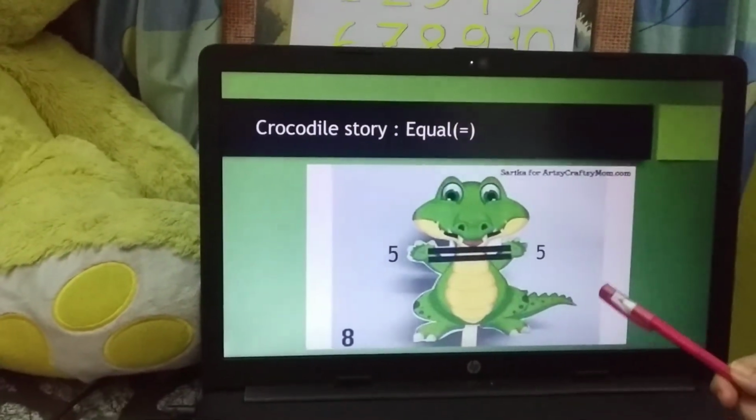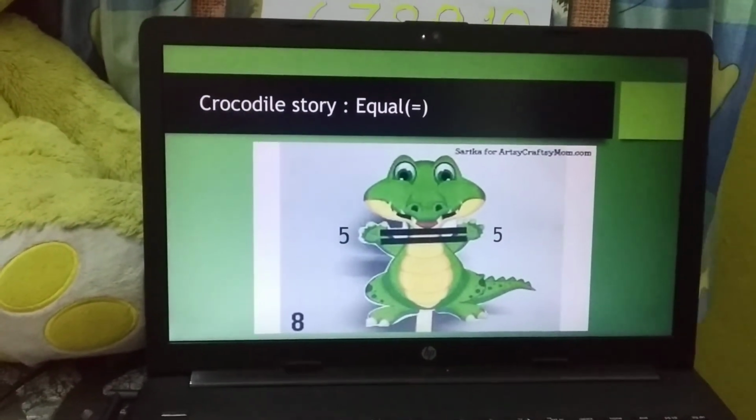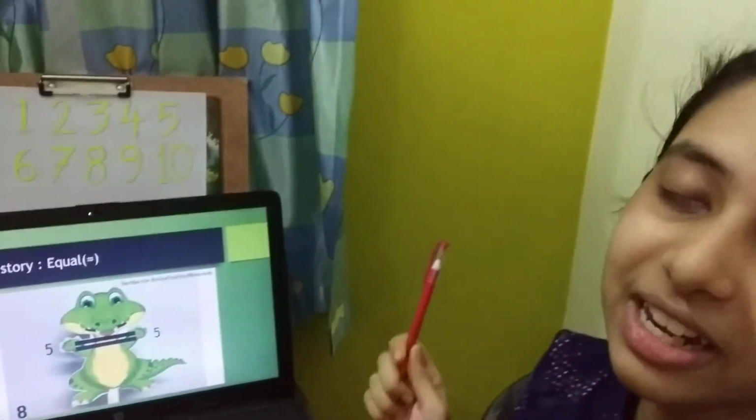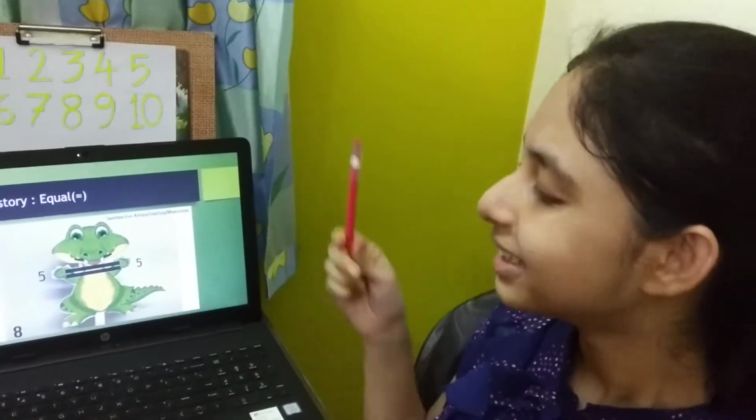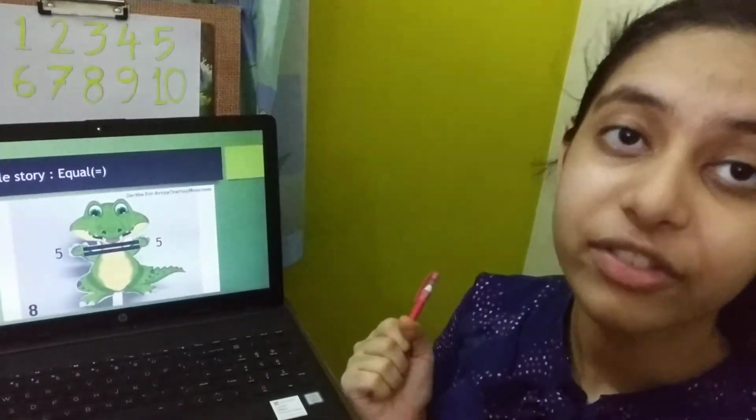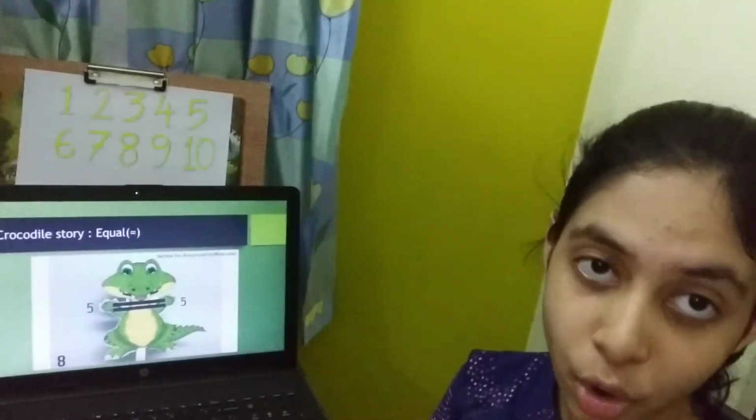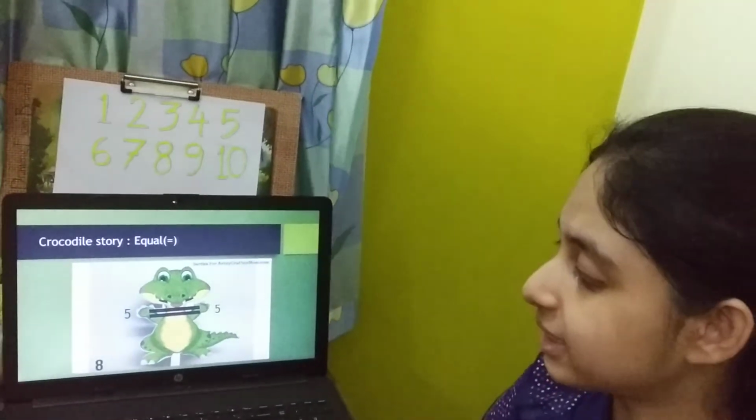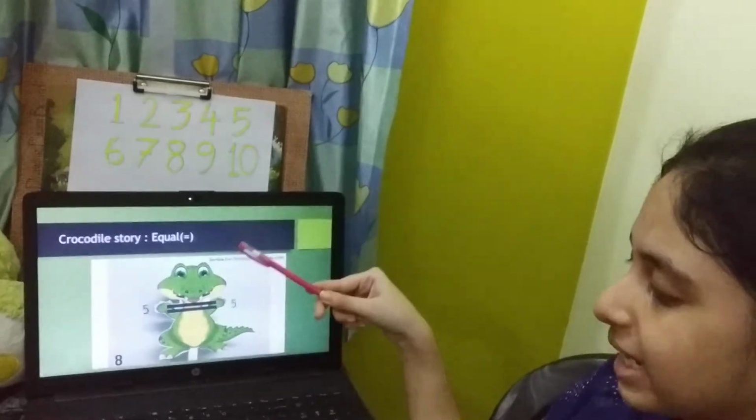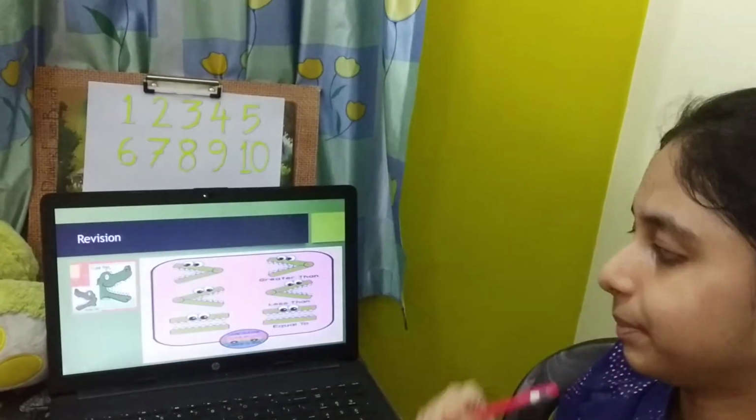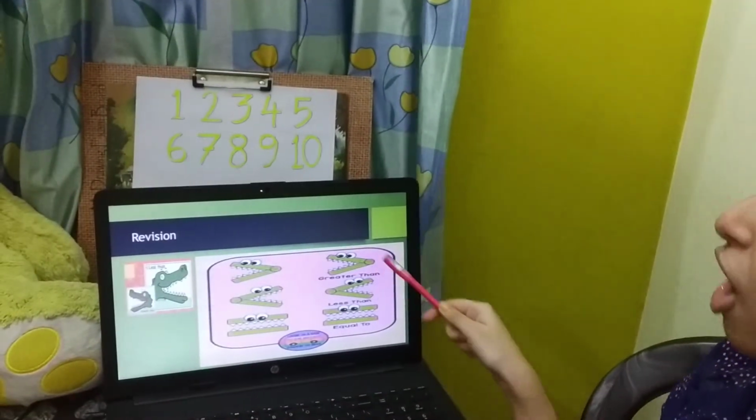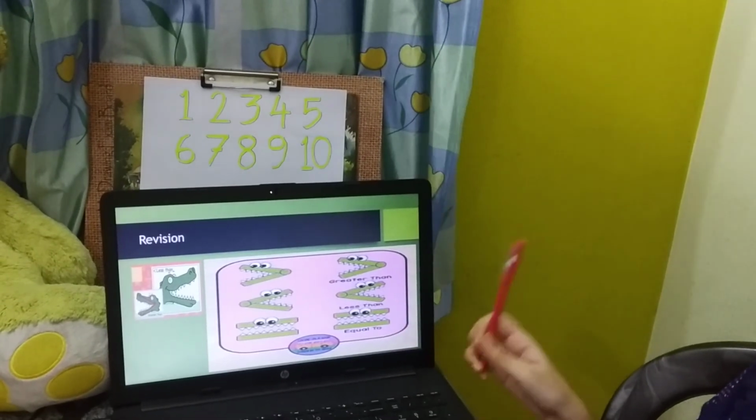Here we can see a comparison between two equal numbers, 5 and 5. So we can say that the crocodile is quite confused in which direction it should go, and it does not go in any direction, and thus it stays in the same place because they are equal. Here is a quick revision of greater than, less than and equal to symbols.